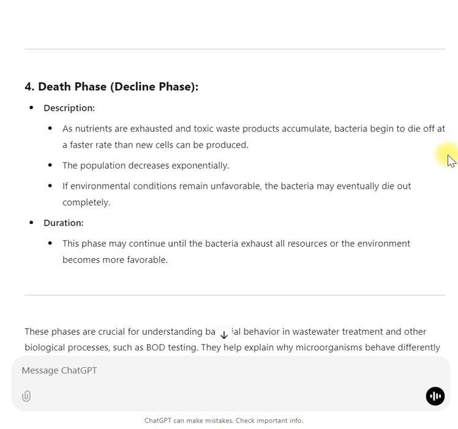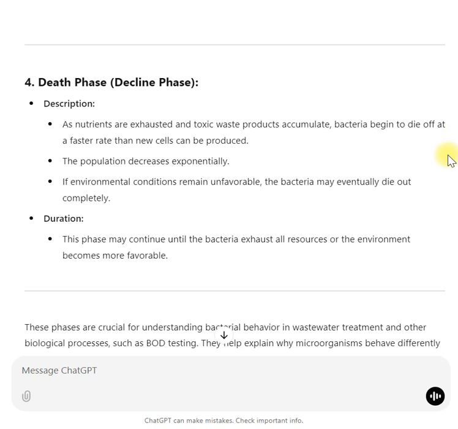4. Death phase. Decline phase. Description. As nutrients are exhausted and toxic waste products accumulate, bacteria begin to die off at a faster rate than new cells can be produced. The population decreases exponentially. If environmental conditions remain unfavorable, the bacteria may eventually die out completely.